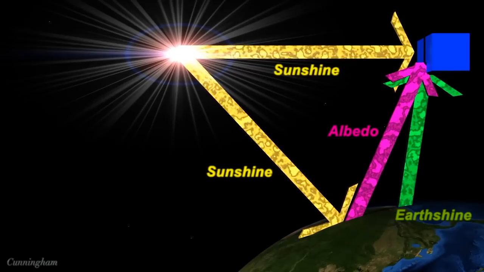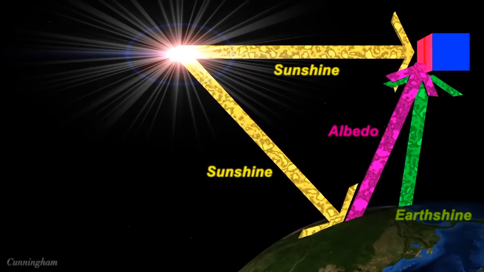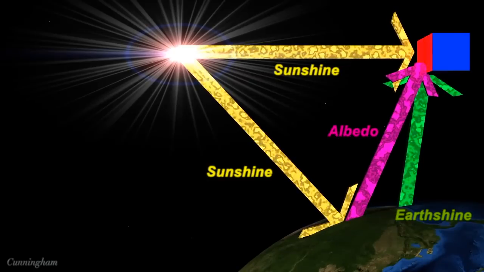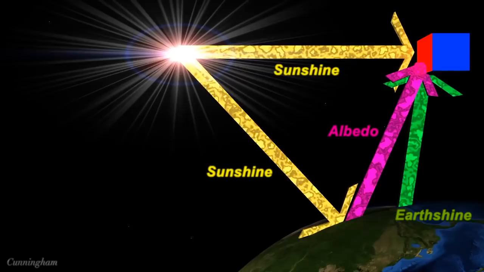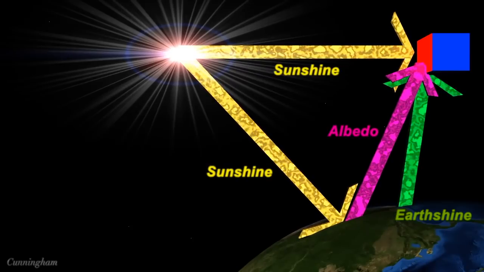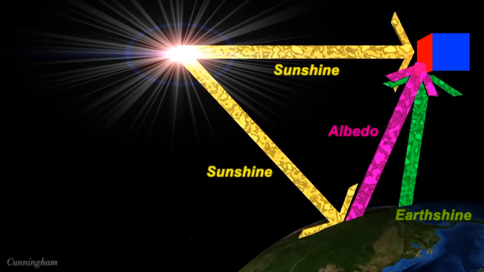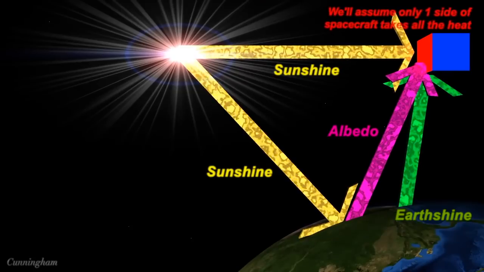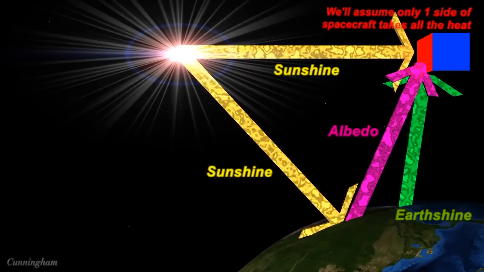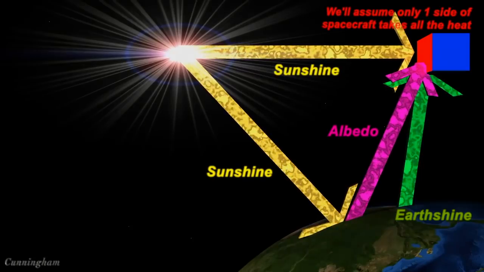And then there's the Earth radiation. The Earth is a warm object, so it's also radiating. Sometimes we call that Earth shine because it's radiating from the Earth, and that's about 237 watts per square meter. Those numbers are on your equation sheet as well as in your book, so you don't have to memorize them.